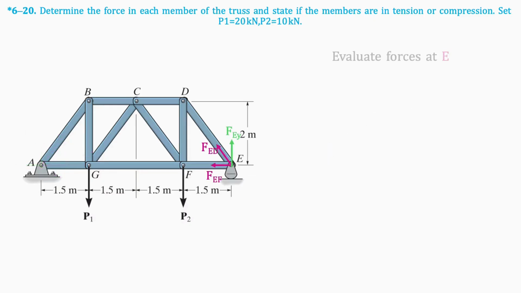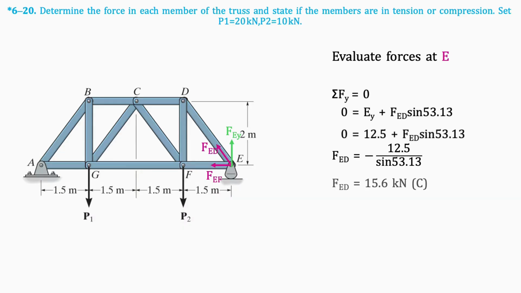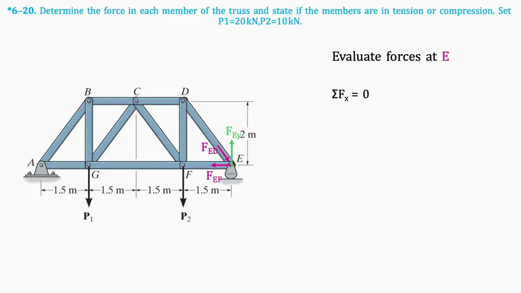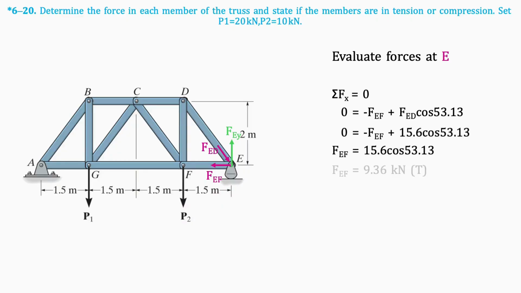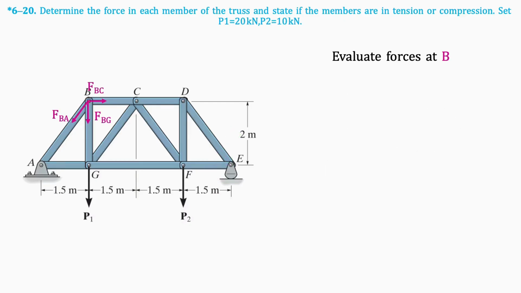We'll apply the same process at joint E. Taking the sum of vertical forces gives that FED is equal to 15.6 kilonewtons in compression. Since it's in compression, we must flip the force on the free body diagram. Taking the sum of horizontal forces gives that FEF is equal to 9.36 kilonewtons in tension. Next, we'll take a look at joint B.